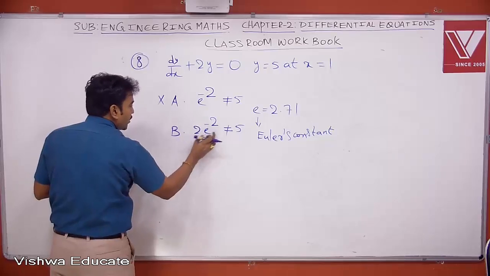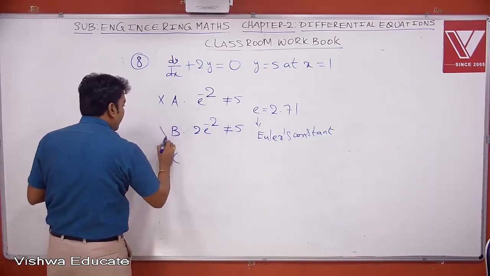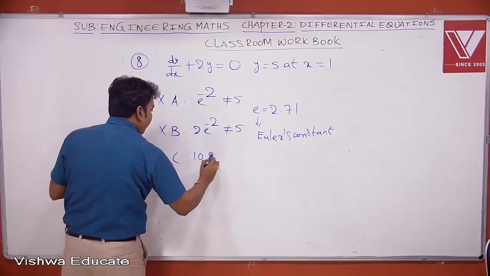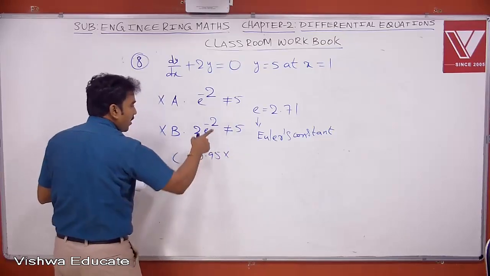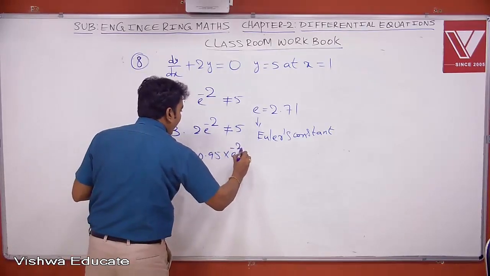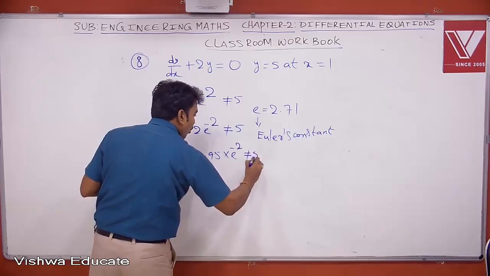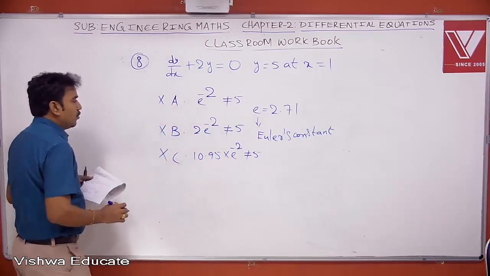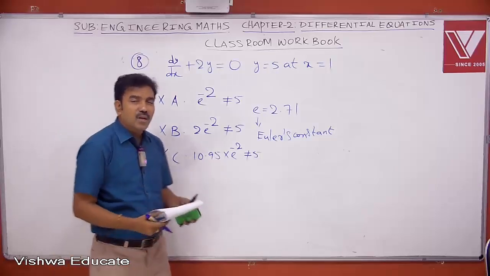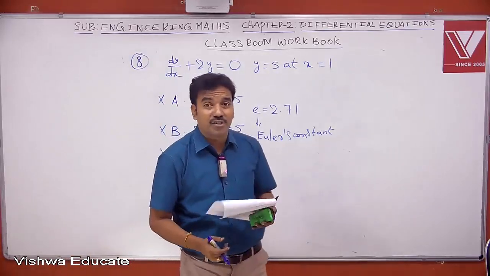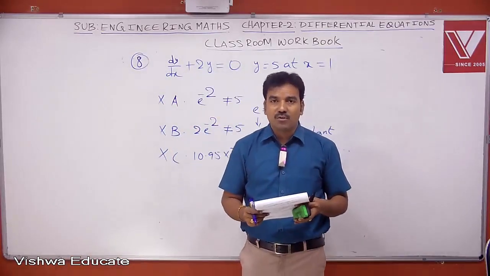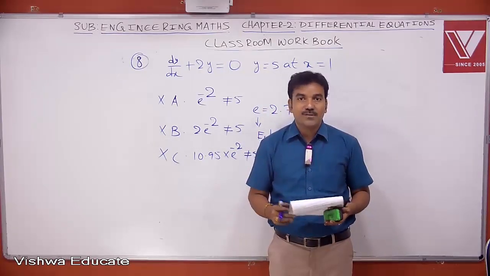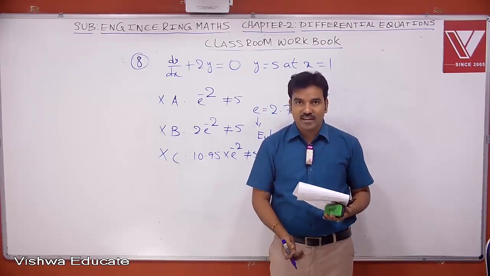The same case with the second option. So eliminate this. What is option C? That is 10.95 into e power minus 2x, but replace x by 1, you get e power minus 2. Even that is not equal to 5. Therefore, eliminate C also. So the first 3 options do not satisfy the given boundary condition y equal to 5 at x equal to 1. So we can eliminate options A, B and C. So ultimately D is the right answer.